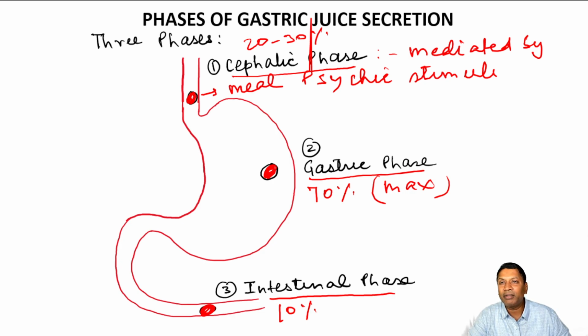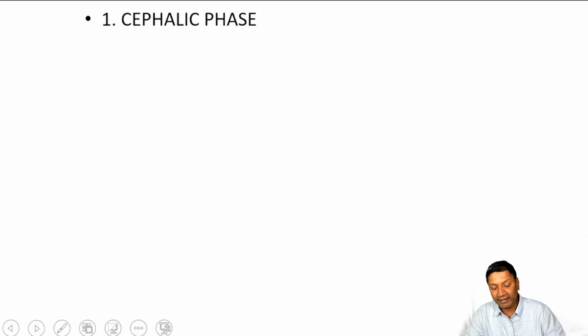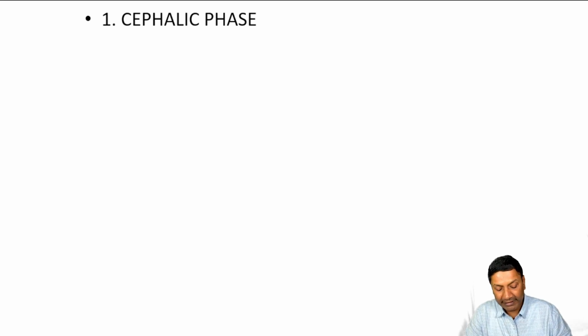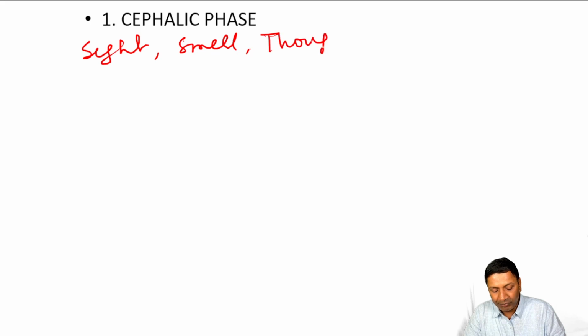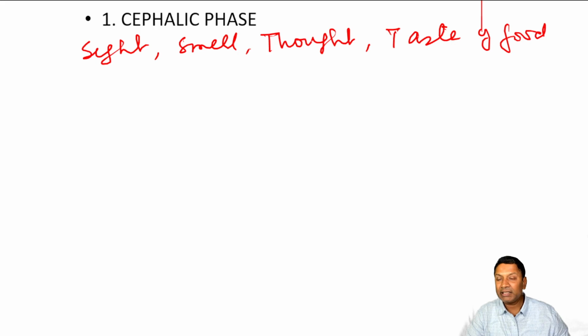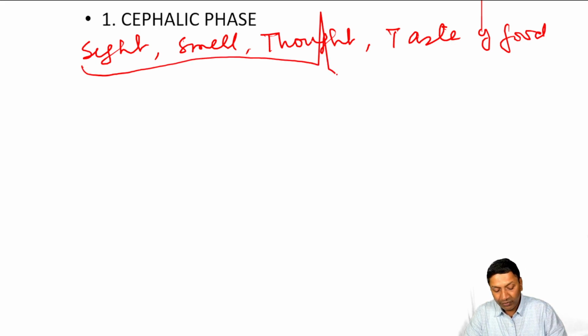So let me describe these three phases one by one. Coming to the first one, the cephalic phase. As I told you, the cephalic phase is when the food is before the stomach, right? It can be in the esophagus, the mouth, or outside the mouth also. Those are the various psychic stimuli, for example, the sight of the food, the smell of the food, the thought of the food, the taste of the food, right? So they all are psychic stimuli.